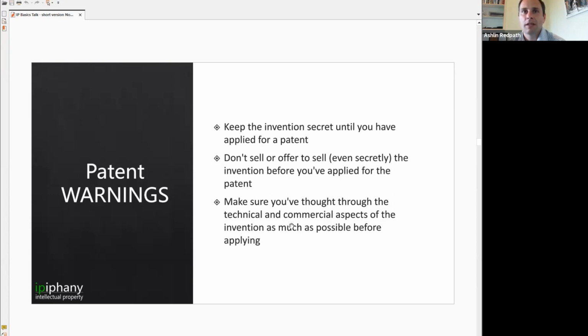It's also important that you don't commercialize the invention. Even if it's secret, say you've got a colleague and you think, hey, we've got a new invention, if we collaborate, I'll sell you the invention for this much, and once it's available, that can also destroy the novelty in the invention as well. So it's something you need to avoid.